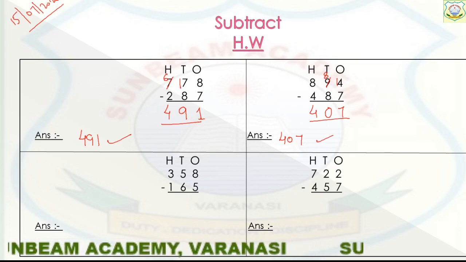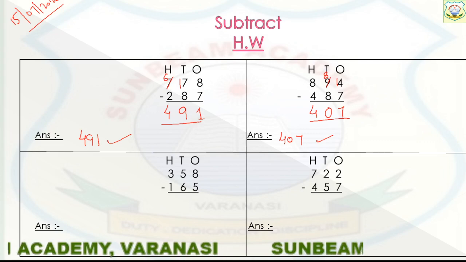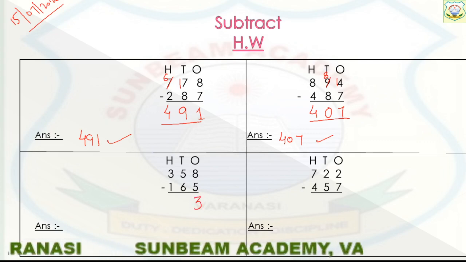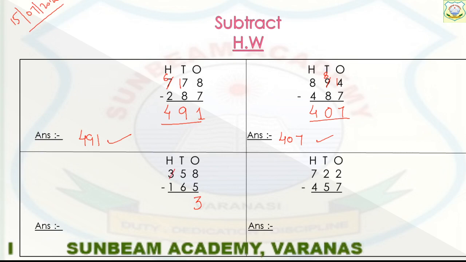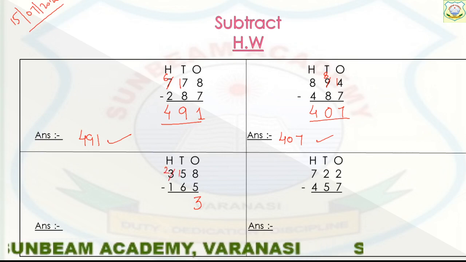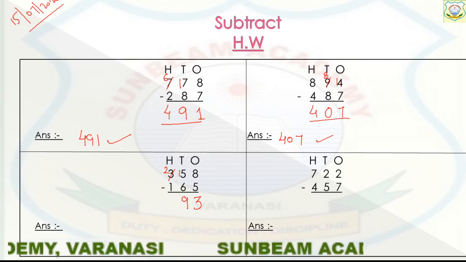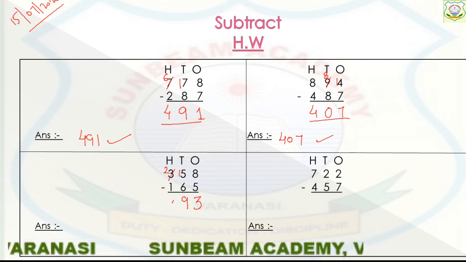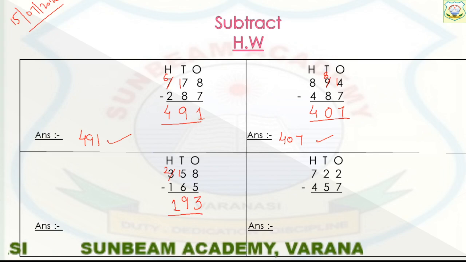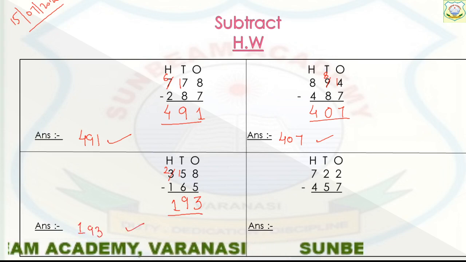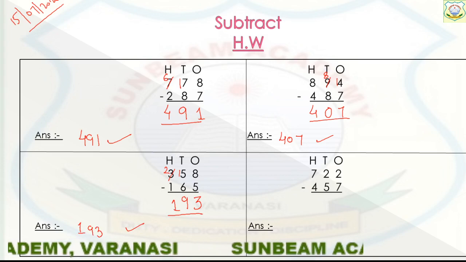358 minus 165. So 8 minus 5 is 3. Then here we have to take borrow. 15 minus 6 is, yes, 9. And 2 minus 1 is 1. So we got 193 as an answer. Now check the last question.